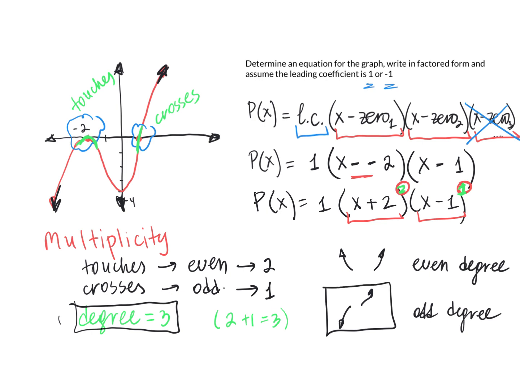The final answer is P of x equals 1, which can be avoided. You don't have to write the 1, and then x plus 2 squared, x minus 1.